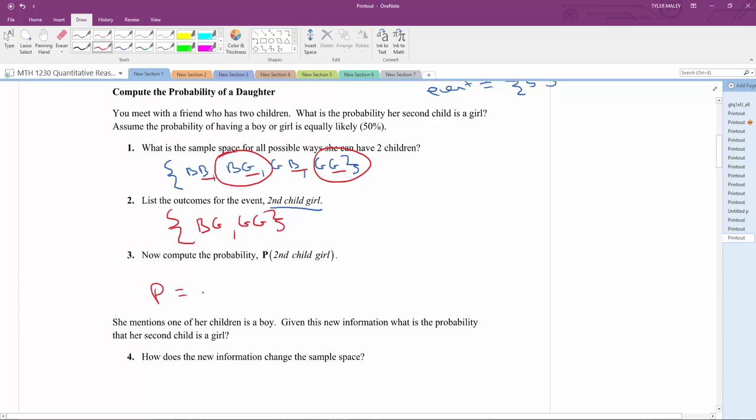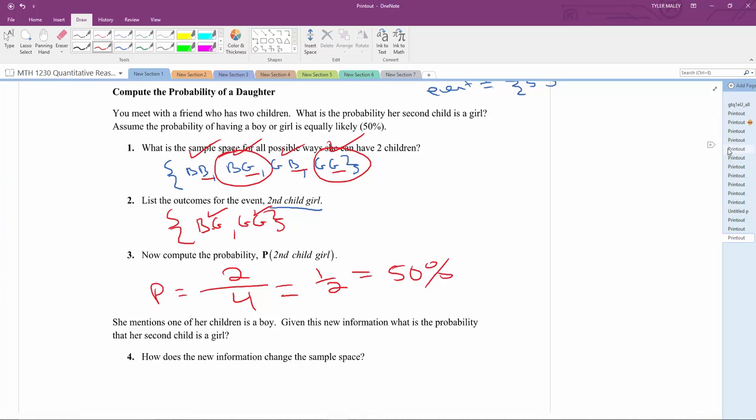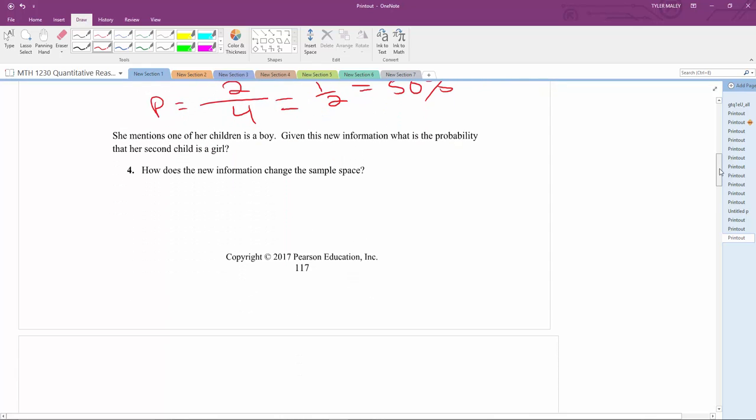So number 3 says now compute the probability that the second child is a girl, right? So this probability would be equal to, so there's 2 ways to get a second child girl, right? Those are the outcomes. So the number of outcomes that this can happen are 2. And then the sample space, how many are in here? We have 4 total, right? So 2 out of 4, or that reduces down to be 1/2, right? So the probability of having your second child be a girl is 1/2, right? Or we can show that as 50%, right?